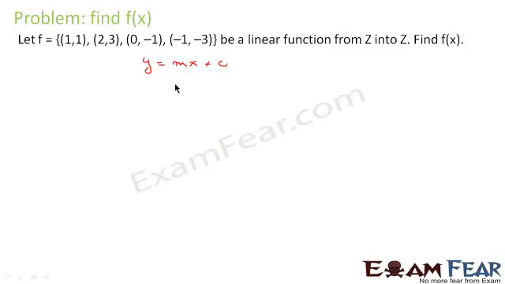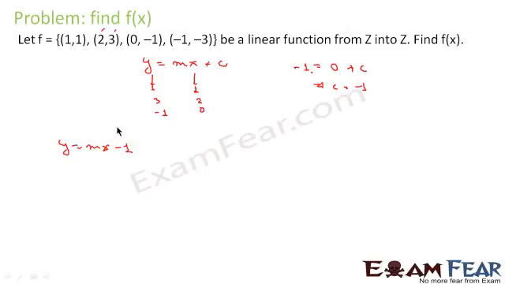Correct? So now we have been given that x is equal to 1, y is equal to 1. If x is equal to 2, y is equal to 3. If x is equal to 0, y is equal to minus 1, like that. So let's first put x equal to 0. In this case, this will be 0. So we'll say minus 1 is equal to m into 0 plus c. So c is equal to minus 1. That is clear now. So we have an equation of the form y is equal to mx minus 1.